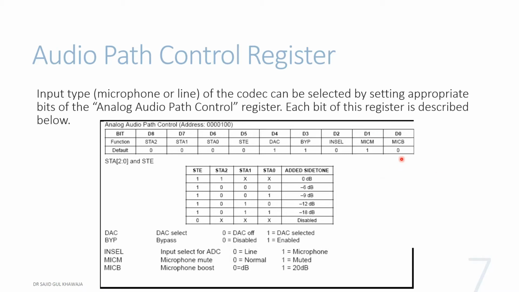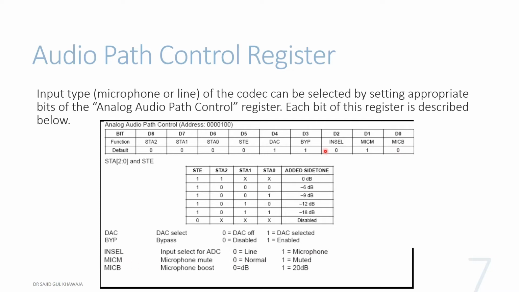Starting with bit number 0, which is D0. D0 deals with microphone boost. If this is left at 0, it means no additional boost will be added to the signal. If it is set to 1, a boost of 20 dB will be added to the signal. It means that D0 is not a very essential bit for us. It can be set to 0, it can be set to 1, it won't really matter. The only difference that we'll get is the amplification factor.